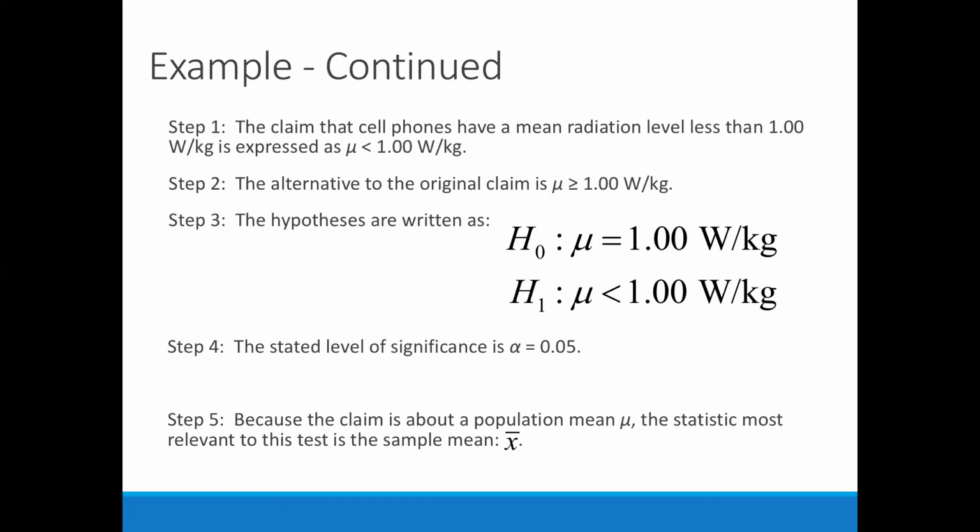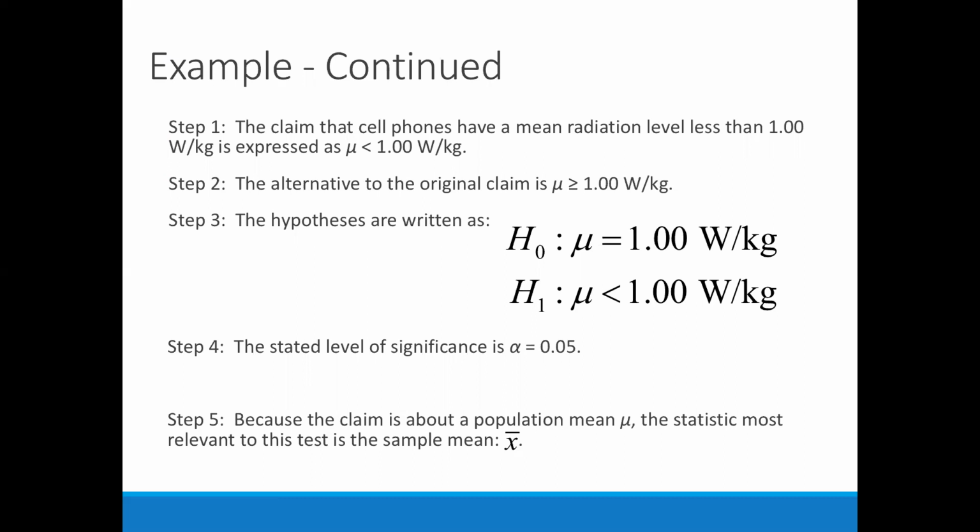Now write that as your hypotheses, your null and alternative. In this case, our alternative is our claim: mu is less than 1.00 watts per kilogram. And our null is that mu equals 1.00 watts per kilogram. Our hope is maybe that we reject the null in favor of the alternative, but we'll see what happens.